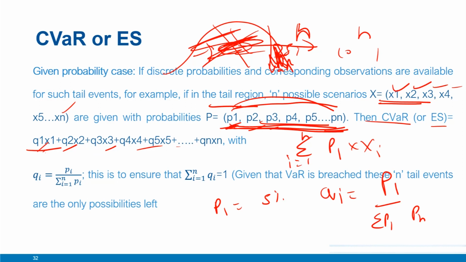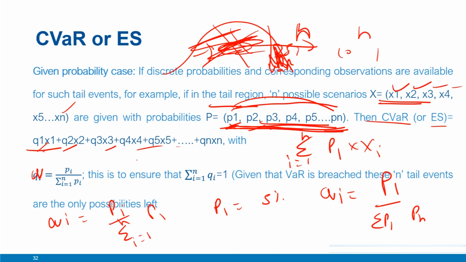And therefore, in order to standardize or obtain the conditional probability Qi, we compute Qi as Pi upon summation i equal to 1 to n Pi. Now how it is done, we'll see with the help of a numerical example in the next set of videos.